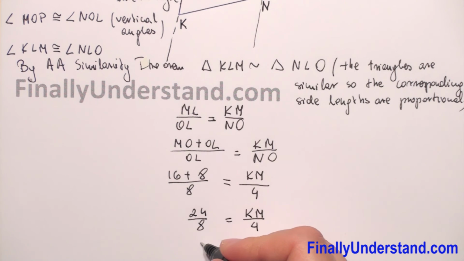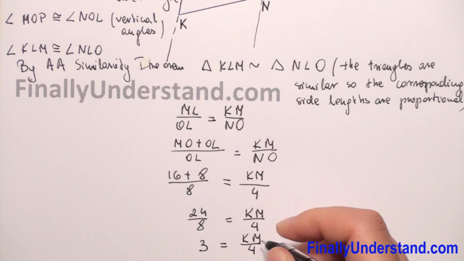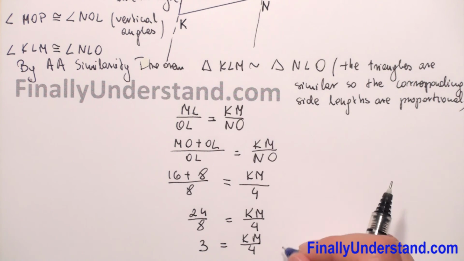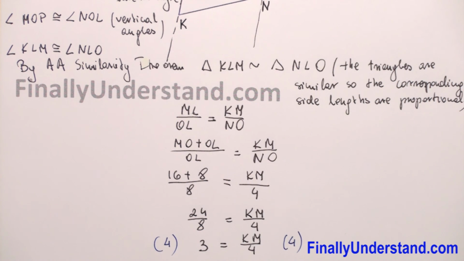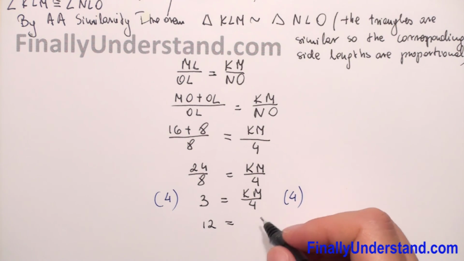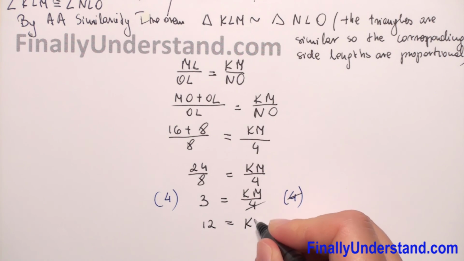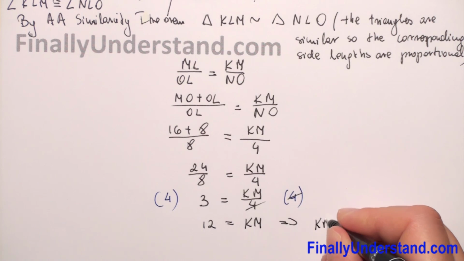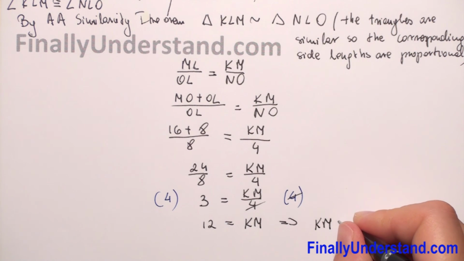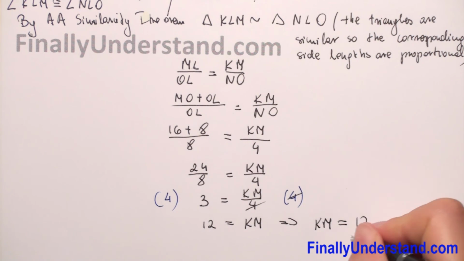24 divided by 8 is 3, which is equal to KM over 4. Now I will multiply both sides by 4 to reduce the denominator. And we have 4 times 3 is 12 is equal to KM, because 4 and 4 we can reduce. So we calculate that segment KM has length 12 units. This is my solution.